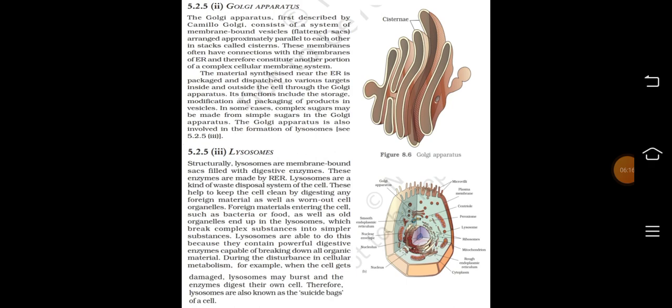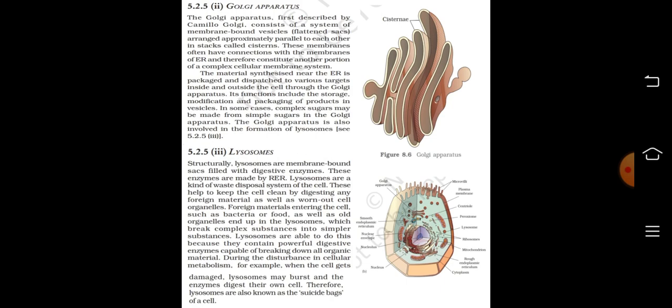Golgi apparatus. The Golgi apparatus, first described by Camillo Golgi, consists of a system of membrane bound vesicles arranged approximately parallel to each other in stacks called cisterns. These membranes often have connections with the membranes of endoplasmic reticulum and therefore constitute another portion of a complex cellular membrane system. The material synthesized near the endoplasmic reticulum is packaged and dispatched to various targets inside and outside the cell through the Golgi apparatus.